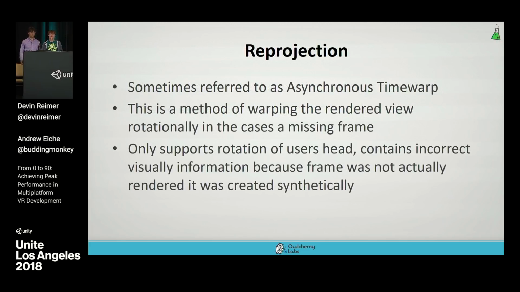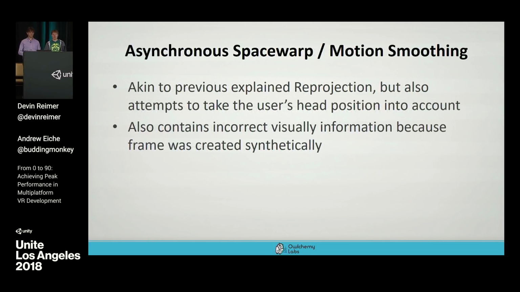So let's start by talking about reprojection, sometimes also referred to as asynchronous time warp. This method of warping ends up re-rendering your view rotationally warped in case of a missing frame. But it only supports rotation of the user's head and also will contain incorrect visual information because this frame was not actually rendered, it was generated synthetically. Another one you may hear about is asynchronous space warp or motion smoothing that was just announced. Akin to the previously explained reprojection, it also tries to take into account the head position of the player. But as I mentioned, same thing as reprojection, there will be incorrect visual information displayed because the frame was generated synthetically.